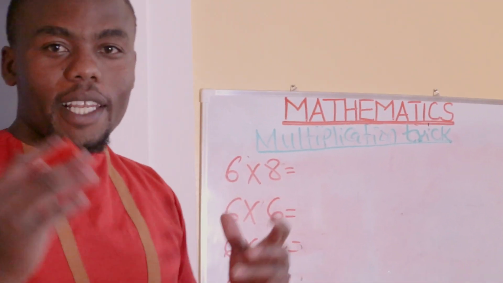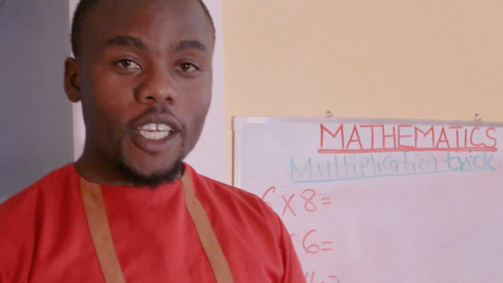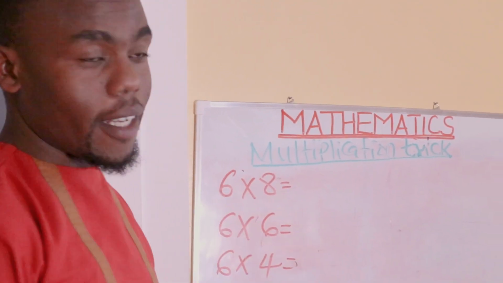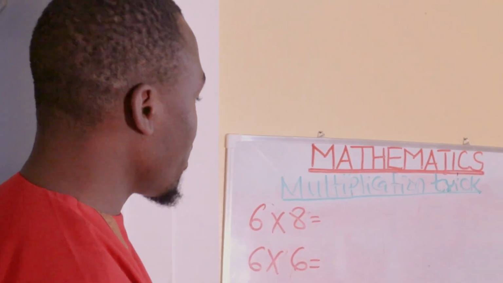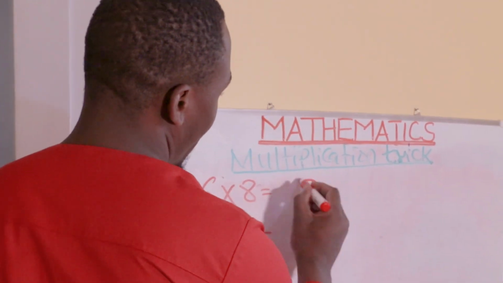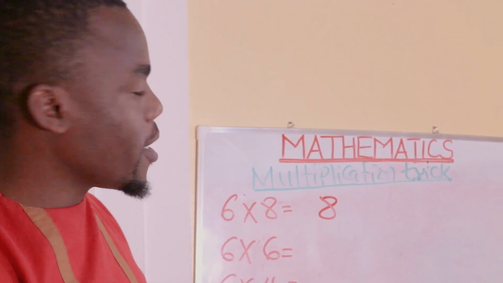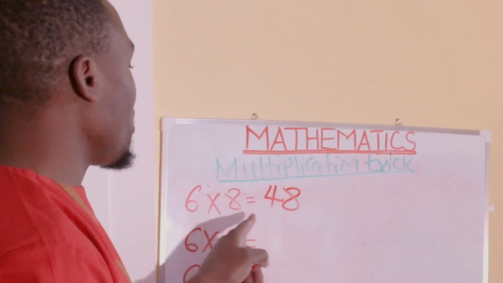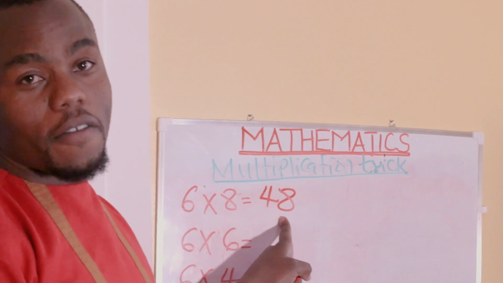As we complete our lesson, I'm going to give you a multiplication trick for the multiplication table of 6. Take a scenario where you're given 6 multiplied by 8. You write here 8. Then you ask yourself, what is 8 divided by 2? It is 4. Write here 4. So 6 multiplied by 8 is 48.